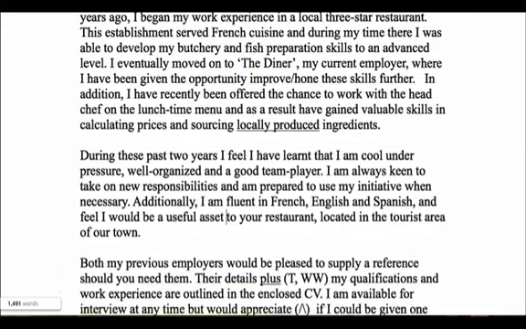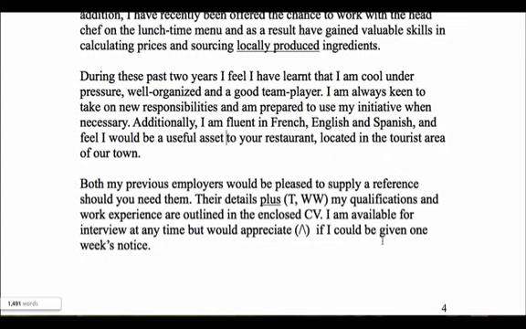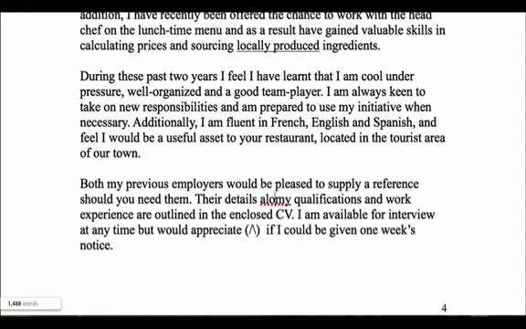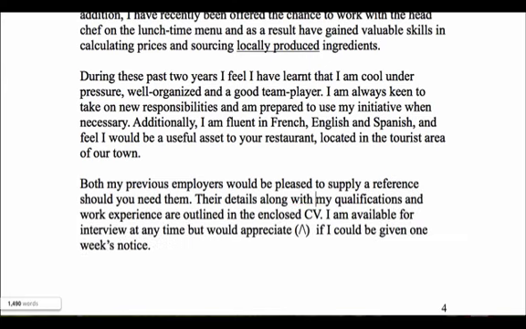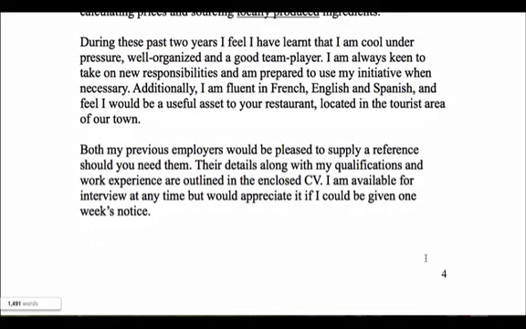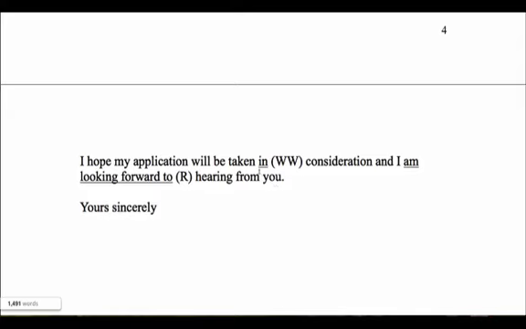In this penultimate paragraph, plus I've used the code T, which suggests this isn't wrong, but I think along with would sound better here. So their details along with my qualifications. And finally, we have a missing word here. After appreciate, we would say it. So I am available for interview at any time, but would appreciate it if I could be given 1 week's notice. And finally, in the last paragraph, I hope my application will be taken, we'd say, into consideration.